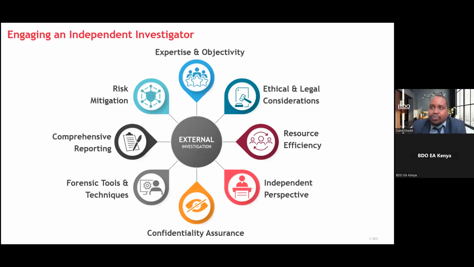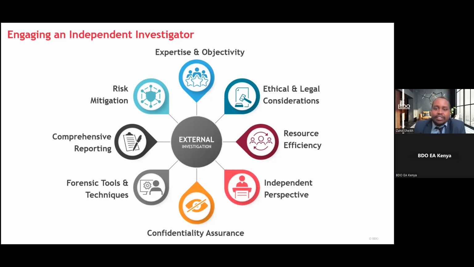External investigators also provide a very unbiased perspective because they are free from the internal influences of the organization or any conflicts of interest. And this objectivity will create credibility throughout the investigation and ensure that the work is done very thoroughly. They also provide very industry-specific knowledge that allows them to understand some of the nuances of the business environment that is relevant to your organization and be able to detect fraud patterns that are unique to your sector.